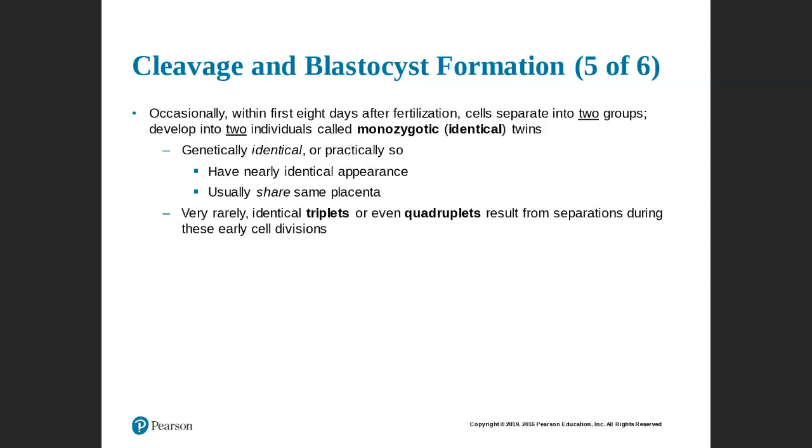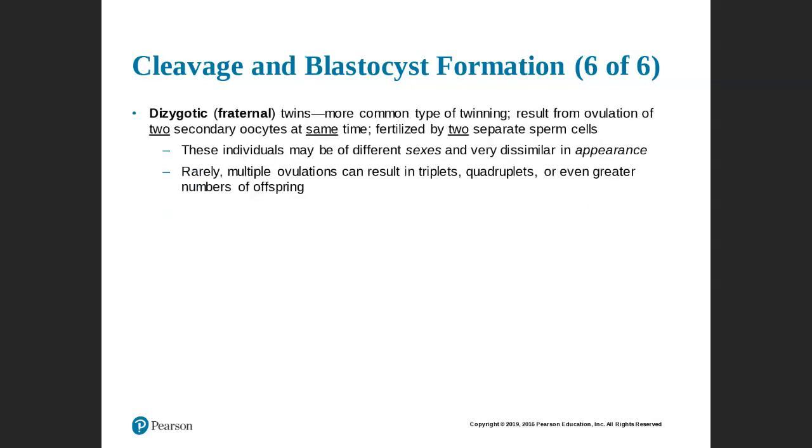It's just kind of a freaky thing that happens where you've got clones of an individual. But they have nearly identical appearances. And they have the same DNA. And they both will share the same placenta. So very rarely you can have identical triplets or even quadruplets that result from separations during these early cell divisions. Remember, this is during the stage of the morula development. So, I mean, that's why it's so remarkable.